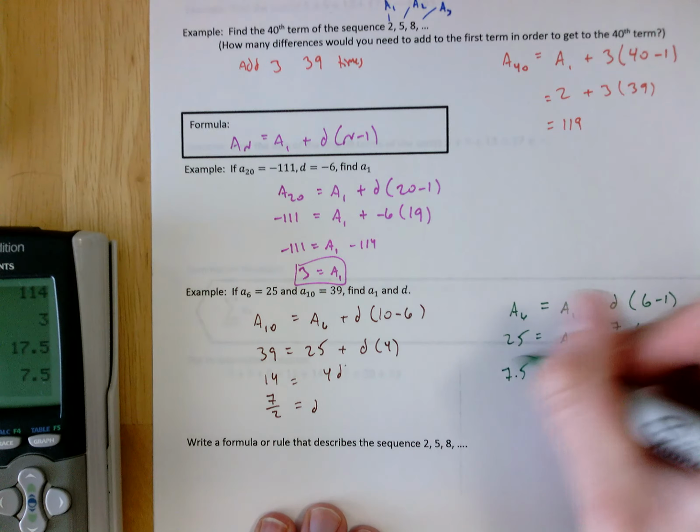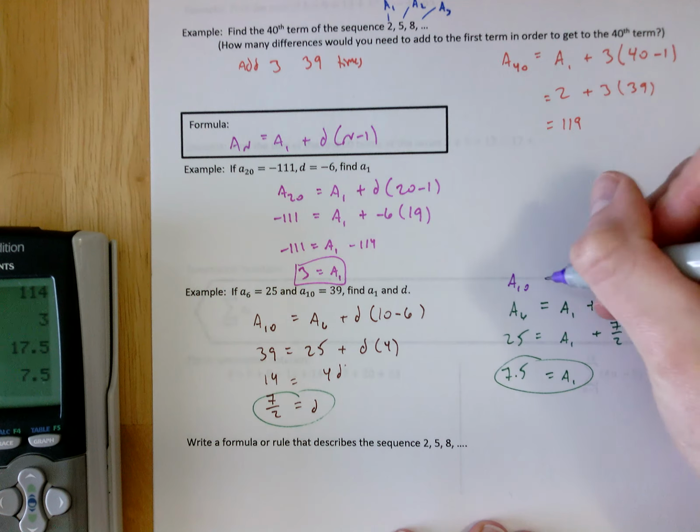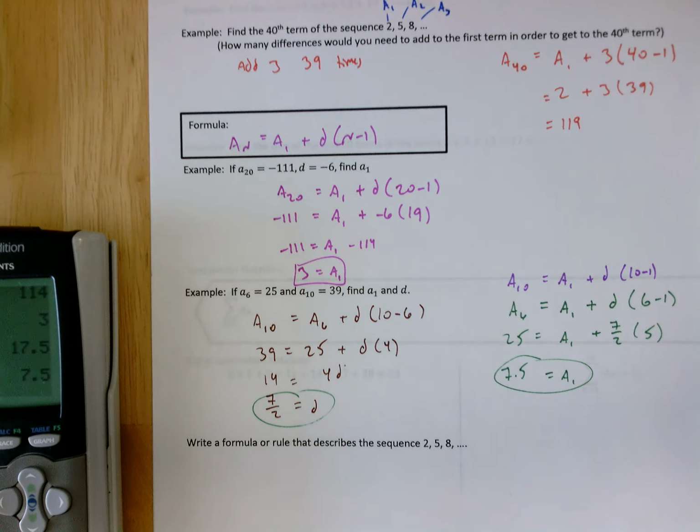So there's the two pieces of information that they asked me for. Okay, and again, it doesn't matter which term you use. I used A sub 6, you could have used A sub 10. So as an alternative to this, we could have also done, to get from A1 to A10, you add your common difference 10 minus 1 times. You'll get to the same thing.